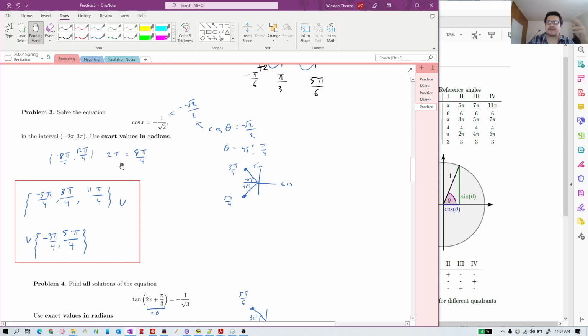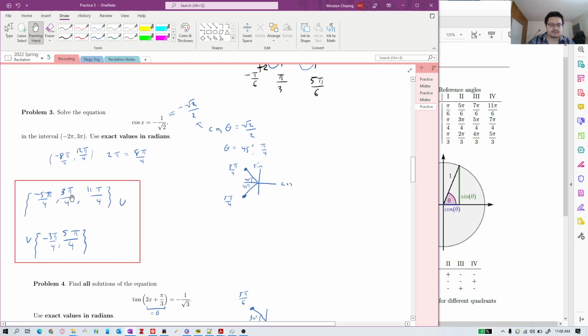I know I'm going to be adding or subtracting multiple copies of 2 pi. So I'm rewriting 2 pi as 8 pi over 4, and I'm rewriting this interval so that the denominator is 4. So that's 12 pi over 4 and minus 8 pi over 4. And then we start out with these standard representatives, right? The 3 pi over 4, 5 pi over 4, these are the standard guys that we would start with, and then we just add copies of 2 pi, or in this case, 8 pi over 4.